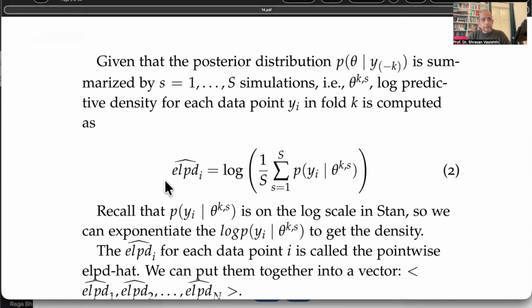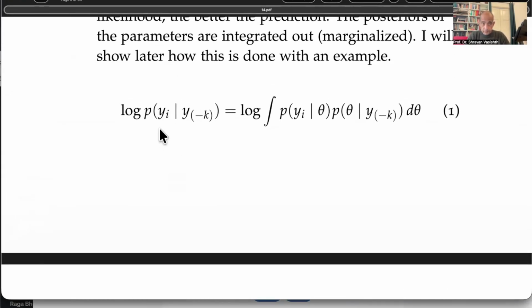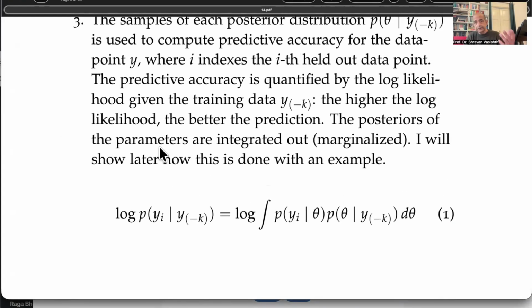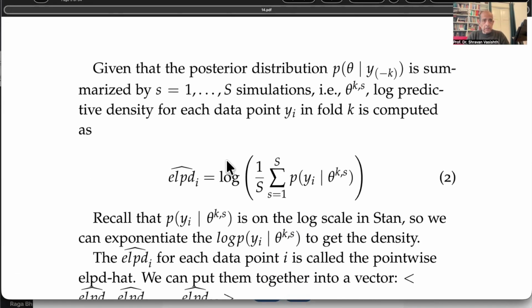Once we have the log likelihoods of all the data, and why log likelihood? The logic is that the higher the log likelihood of the held out data, given the posteriors that we have and the model that we have, the better the predictive fit of that model. That's the logic. So the higher the log likelihood, the better the quality of the fit.